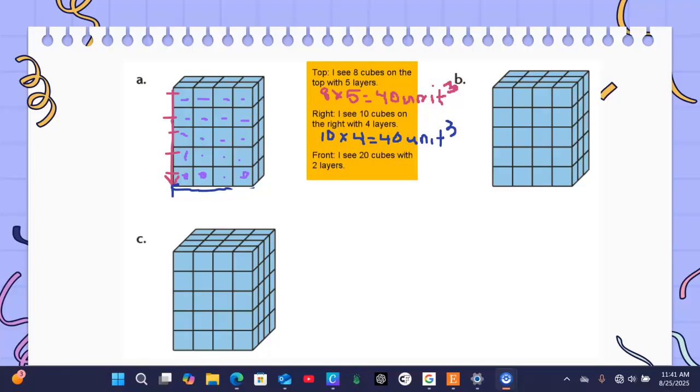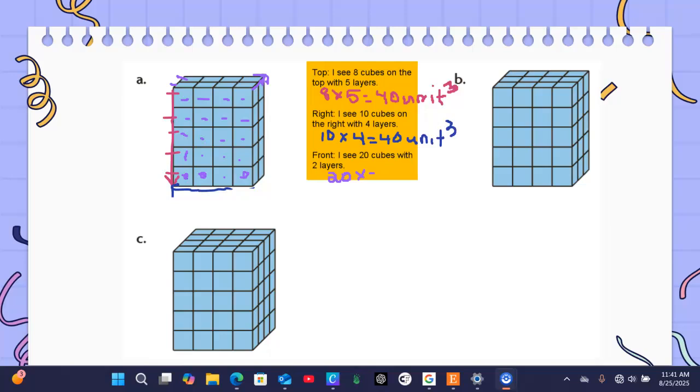Now remember, if we have the front layer, we have to go all the way to the back. How many layers do you see going all the way to the back? Well, I see 1, 2. So that's how we came up with 20 times 2. And we know that if we have 20 in the front, we have 20 in the back.